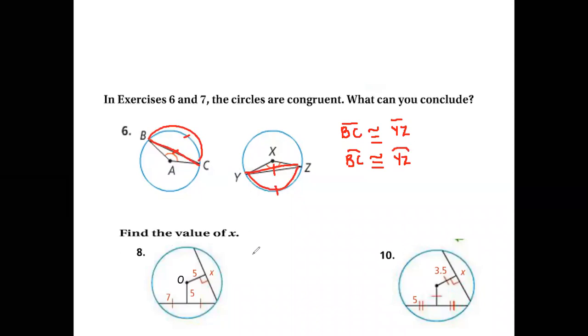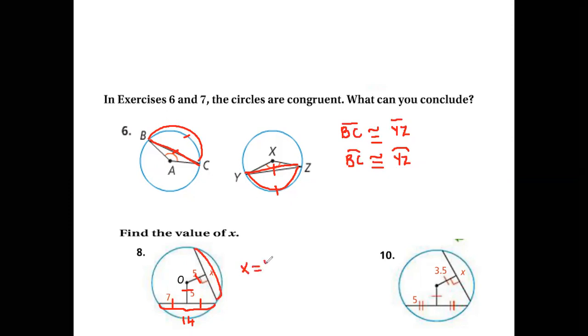Question number 8. Find the value of x. It is shown that from the center to the chord, they are equidistant. And it is mentioned that half of the chord is 7. So obviously the total of the chord will be 7 plus 7, which is 14, right? Now, when the chords are equidistant from the centers, then the two chords are equal to each other. So obviously, x is equal to 14.